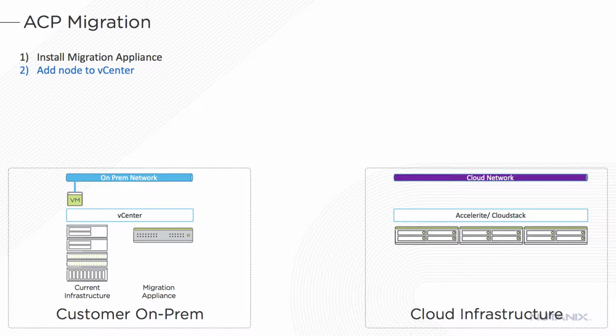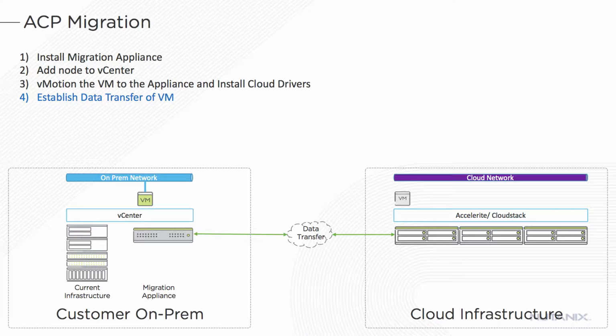Next, we're going to take that migration appliance and move it into vCenter and connect it to the on-prem network. That way we can seamlessly vMotion onto it. Next, we will do a standard vMotion of the virtual machine onto the migration appliance. If a data transfer connection hasn't already been established via a previous migration, then we'll go ahead and establish that to the target data center, such as a cloud running Accelerate.